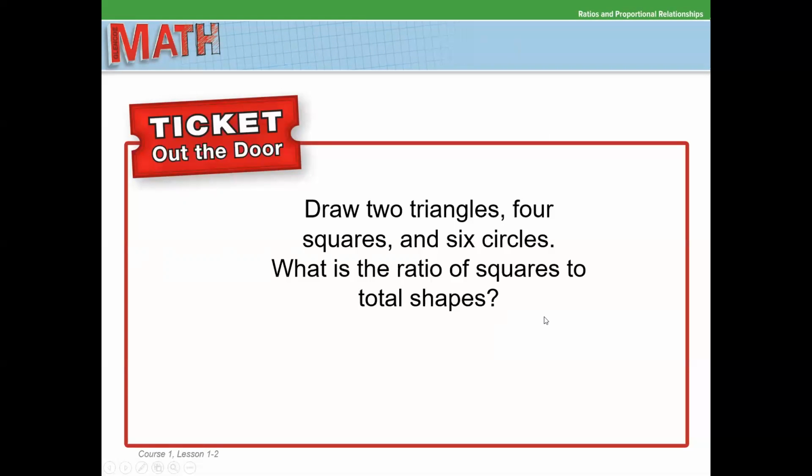Your ticket out the door, draw 2 triangles, 4 squares, and 6 circles. What is the ratio of squares to total shapes? You can use your colored pencils, you can use crayons, you can be creative in your drawing, but make sure that you draw it, show me your thinking, bring your work to class later.